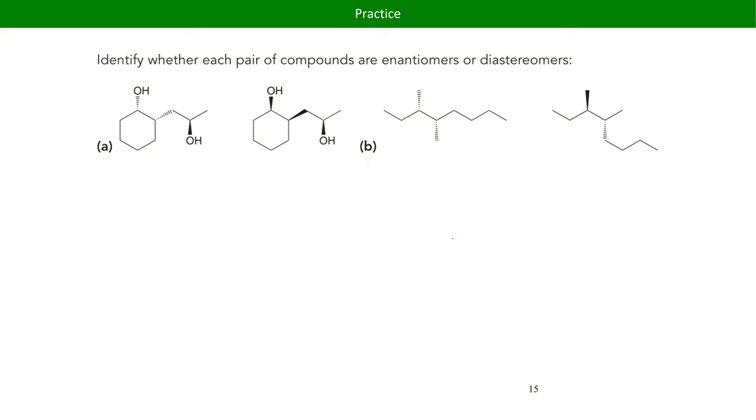Foolproof way of figuring it out. It takes a little bit longer sometimes, but when it's not drawn in an easy way to look at it, this one we have it drawn in a different orientation, right? Assign your priorities, figure out R and S for both of them. If you know R and S and R and S, if they're both the same, it's the same molecule. If they both flipped, it's an enantiomer. If one flips but not the other, it's a diastereomer.